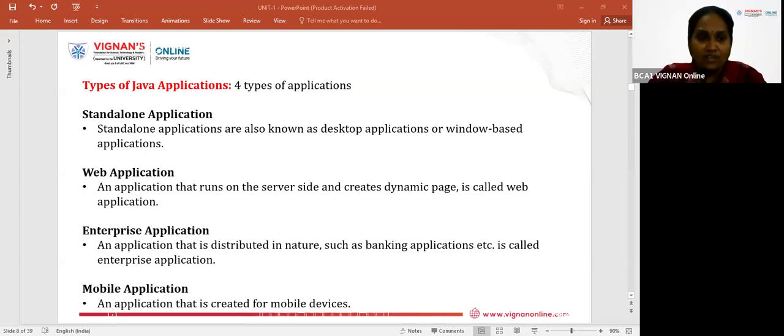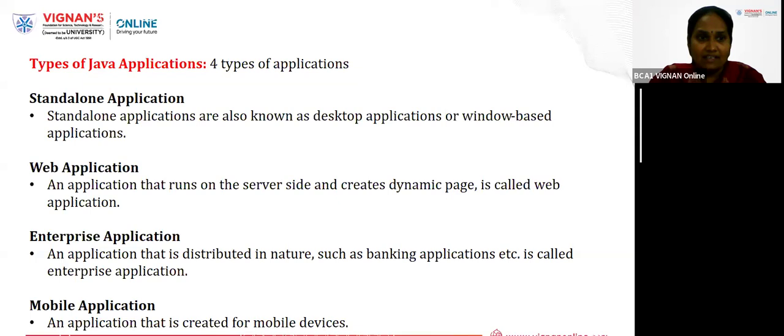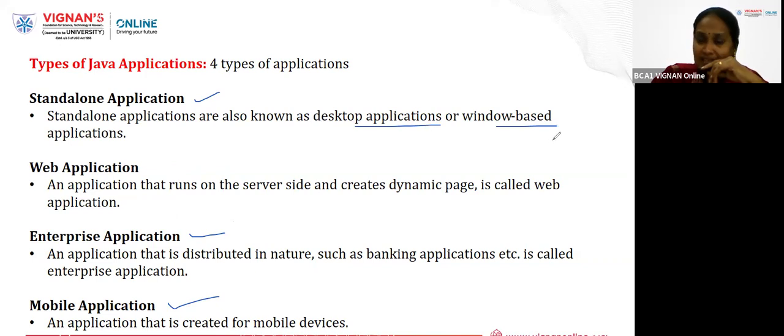Right. Now we are going to discuss the types of Java applications. We can have four types of Java applications that can be designed or developed. The first one is standalone applications, the second is web applications, the third is enterprise applications, and the fourth is mobile applications. Standalone applications are known as desktop applications or window-based applications, such as your antivirus software or your printer drivers. All these are desktop applications.